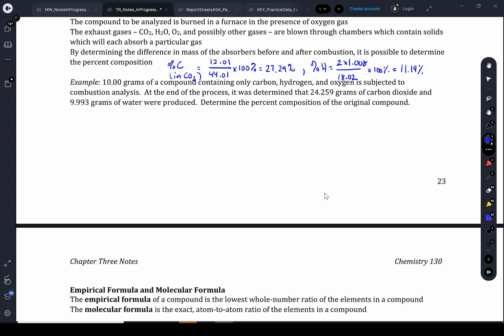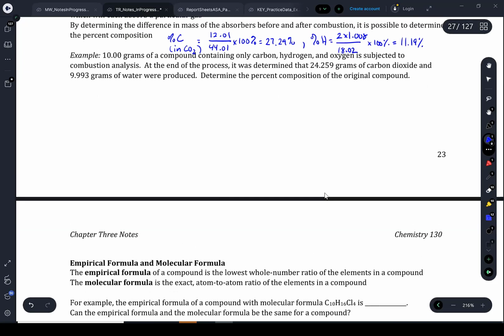Now, initially, alarm bells should go off in your head. I'm getting 24.259 grams of this, and I started with 10 grams. How is that possible? Yeah, the oxygen. The carbon picked up oxygen, and the hydrogen picked up oxygen. So the difference must be the oxygen. That makes sense to everybody? There's probably not going to be enough space on this question, so I'm going to keep it kind of small.